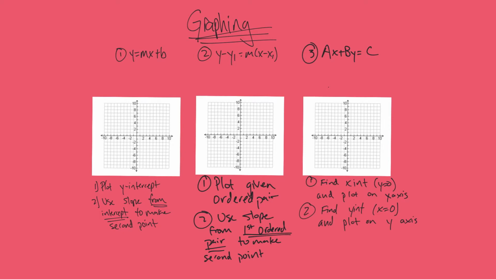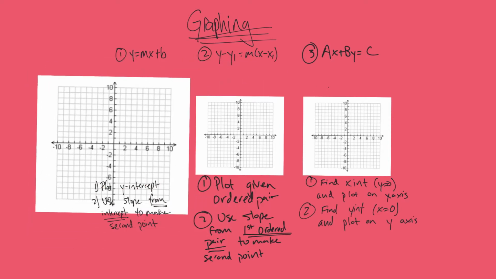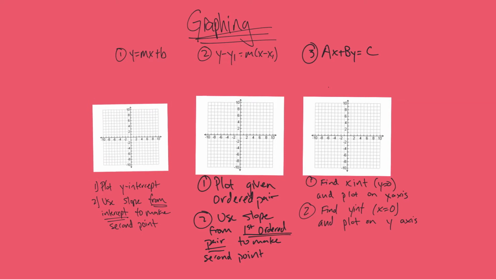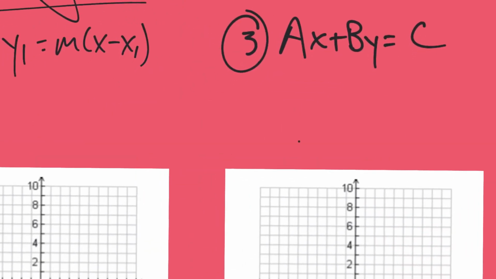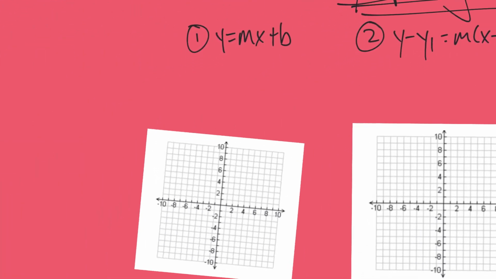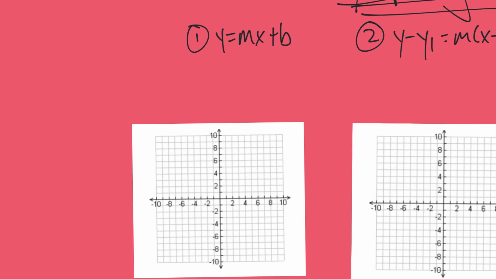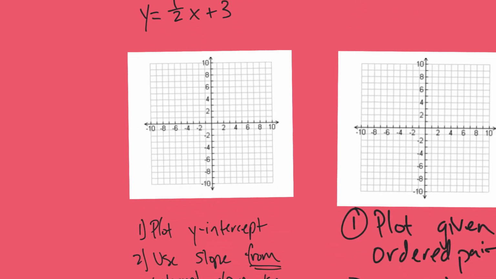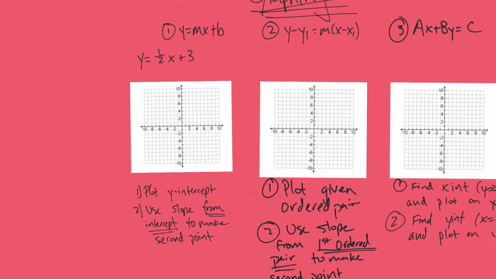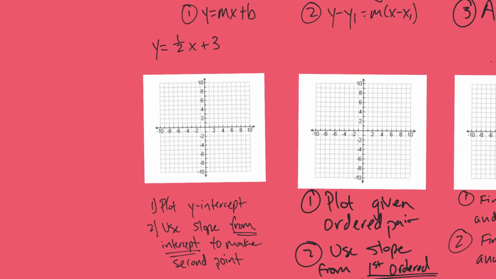So we're going to start with slope intercepts, and I'm just going to zoom in so we can be more specific with this information. In slope intercepts, what we're going to start with is just a general equation, and that equation can look like y equals 1/2 x plus 3. And as we're looking for the rules for graphing slope intercepts, I have written down here kind of what we're looking for. First, plot the y-intercept, and then use slope from that intercept to make the second point.